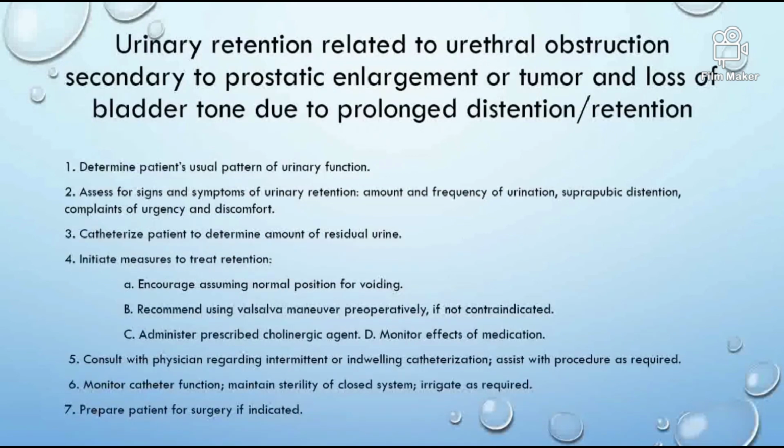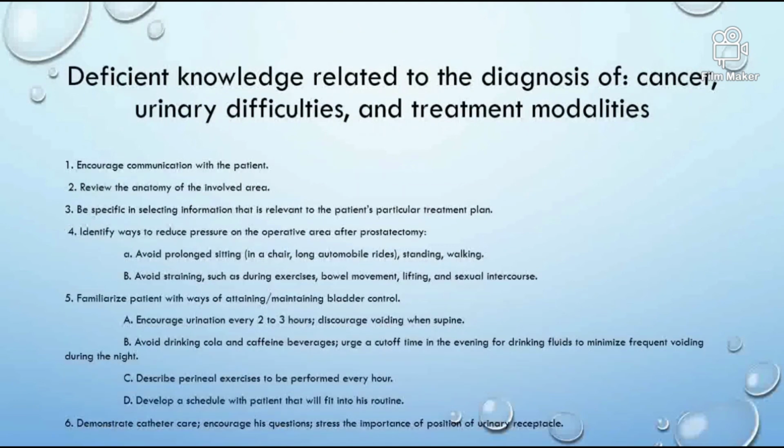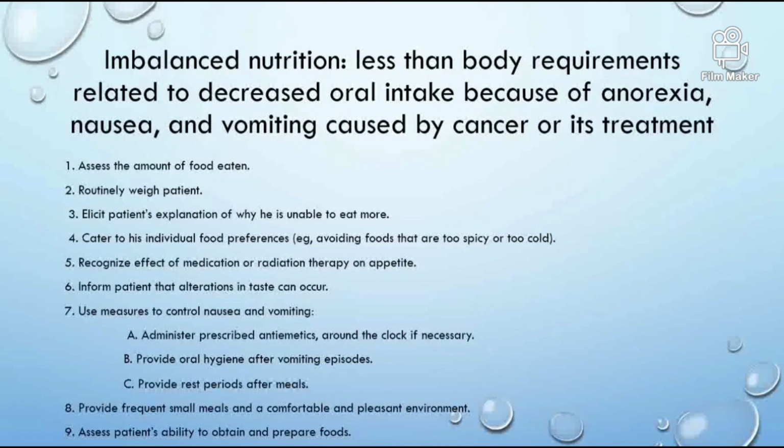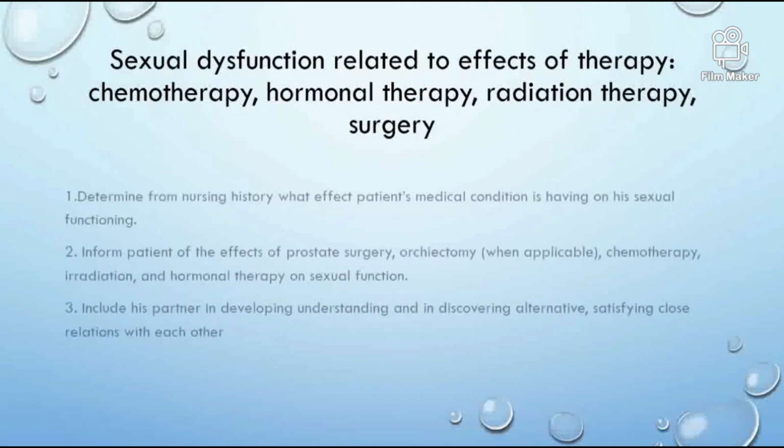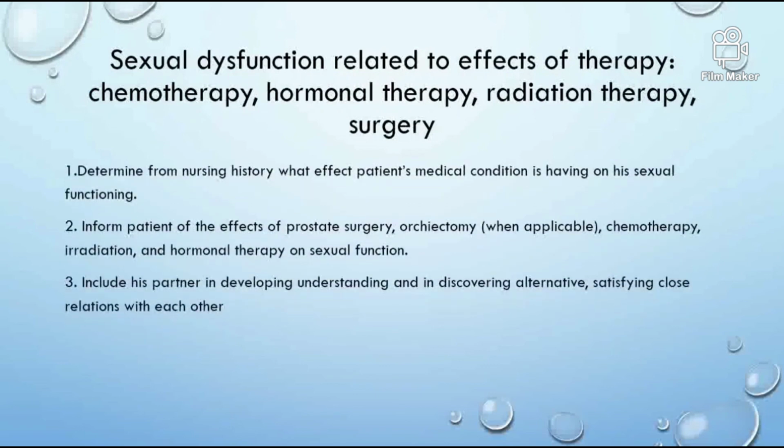Next is urinary retention related to urethral obstruction, secondary to prostatic enlargement or tumor, and loss of bladder tone due to prolonged distension or retention. Next is deficient knowledge related to diagnosis of cancer, urinary difficulties, and treatment modalities. Imbalanced nutrition, less than body requirements, related to decreased oral intake because of anorexia, nausea, and vomiting caused by cancer or its treatment. Next is sexual dysfunction related to effects of therapy: chemotherapy, hormonal therapy, radiation therapy, or surgery.